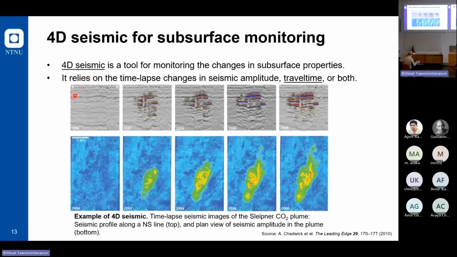We acquire the baseline data, process it, and get the image on the left, and year after year you repeat the survey and get different characteristics of the image. You can see that in this example from Sleipner, they inject CO2 gas into the subsurface, and you can see the impact of the gas, when it is stored underground, on the amplitude and travel time.